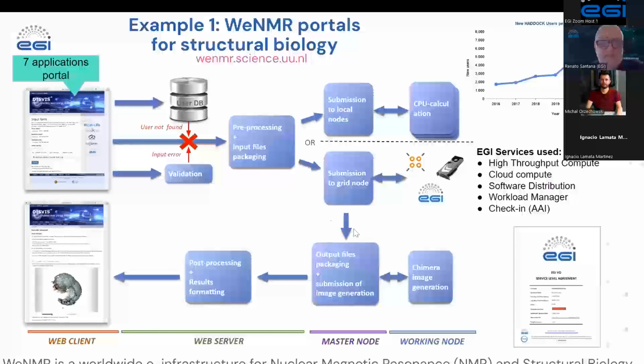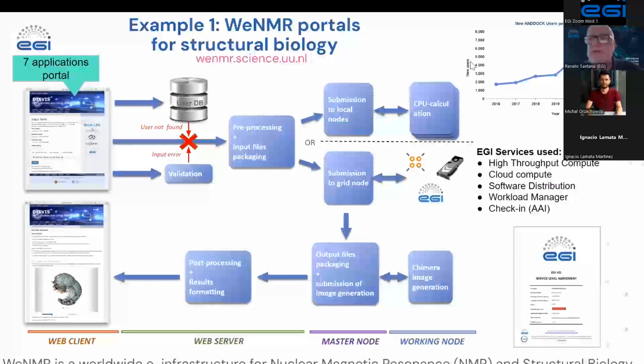They store data. They output their file packing, whatever, Chimera. They have a lot of services that they use, and here is what is exposed to the web client. So they input the data, and then all the processing: they have the web server, the master node, working nodes, etc. They process, they run simulations, they use a lot of resources. It's a big VO that we have.